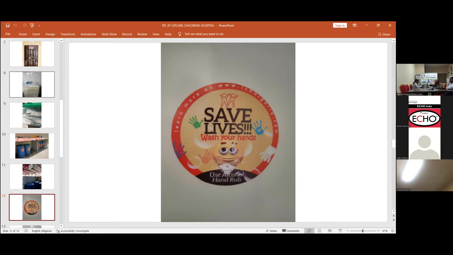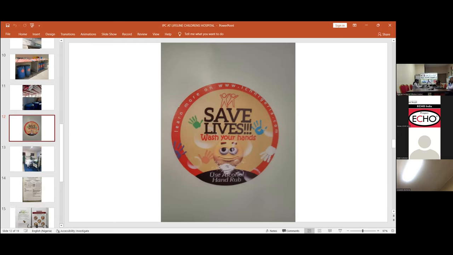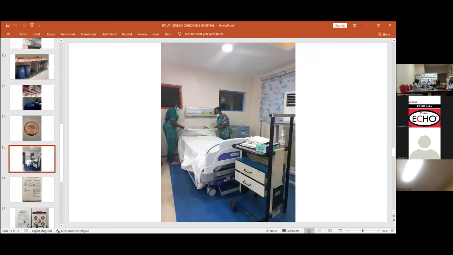So on cleaning too, of course, we had to train on how do you clean blood or vomitus? How do you clean spills? We had to train on that, that you don't just pour your hypochlorite on it directly. What to do. So we had to train on that. This is a picture of two of our nurses making a bed in one of the rooms. And as you can see, they've got on their PPE, their apron, their mask.